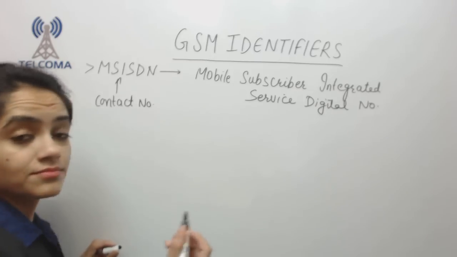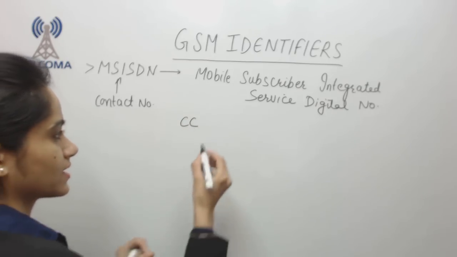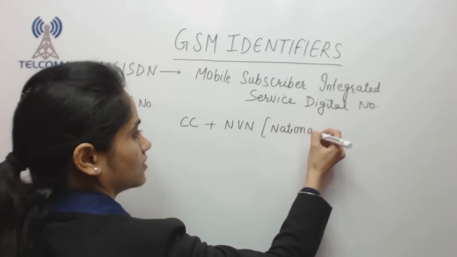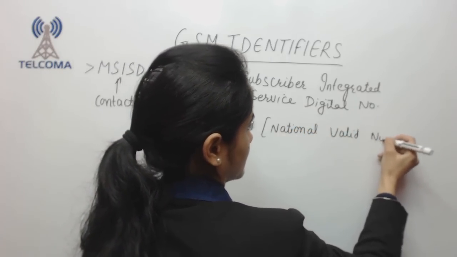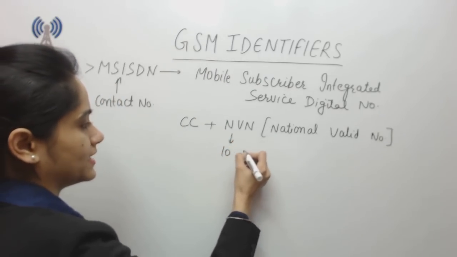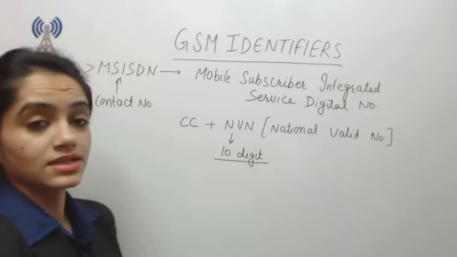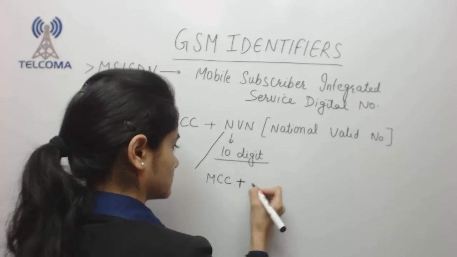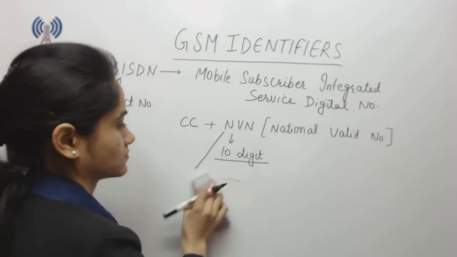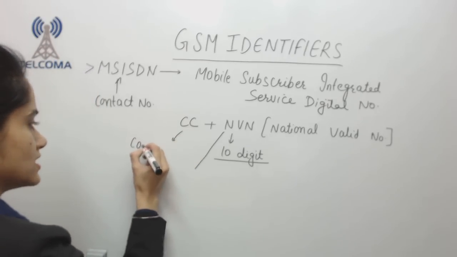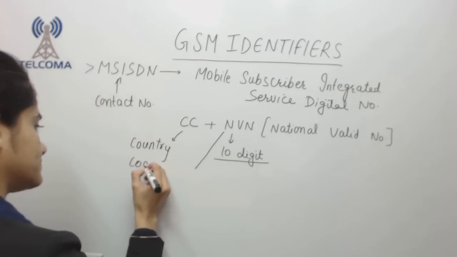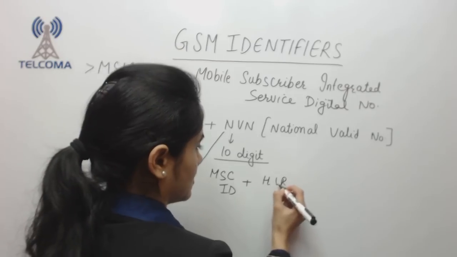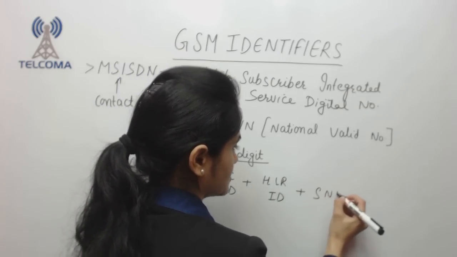Now what does this contact number compose of? It composes of CC plus NVN, where NVN stands for National Valid Number. This National Valid Number is of 10 digits. First of all, CC is the country code. Now this NVN consists of MSC ID, HLR ID and serial number.